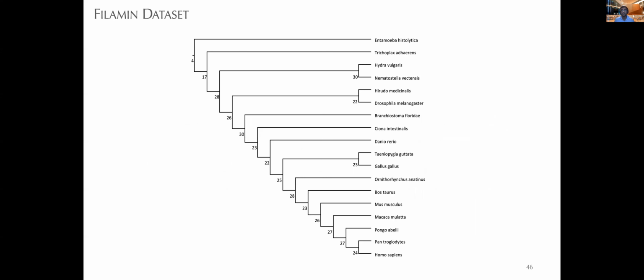So for a real world example, we examined 18 filamin A proteins across 18 species that were previously studied. And based on heat maps of domain sequence similarity, that study concluded that there were lineage specific tandem duplication patterns in 2 of the species here, Trichoplax adhaerens and Hirudo medicinalis. So here I'm showing a species tree of the 18 species that were involved.